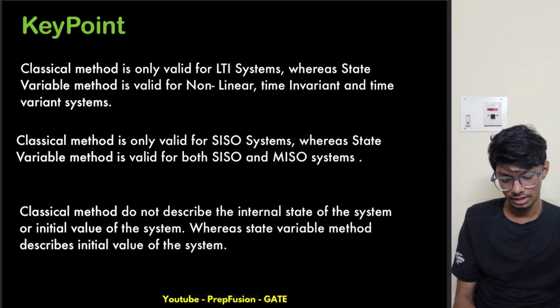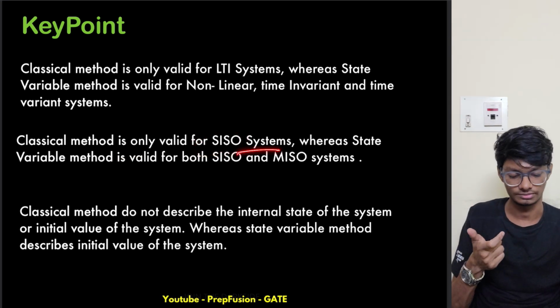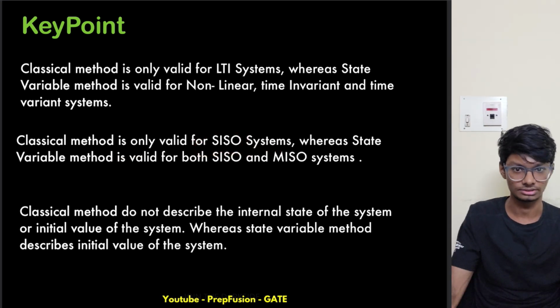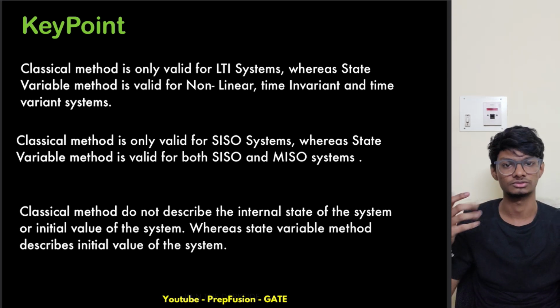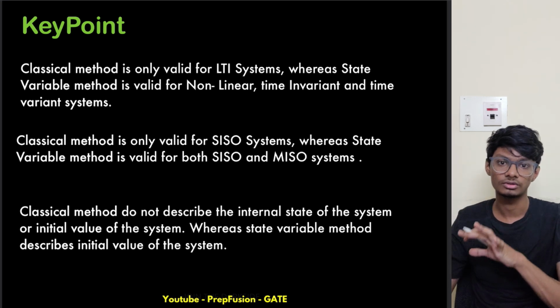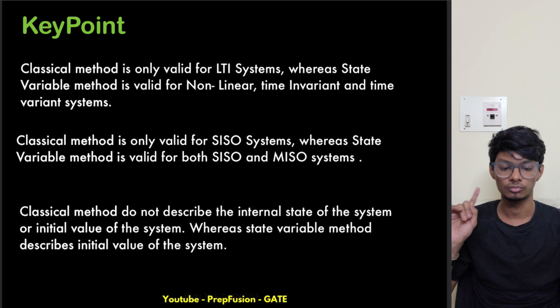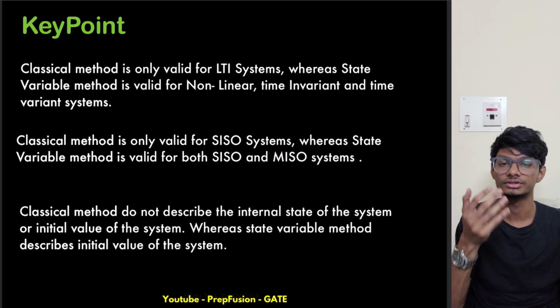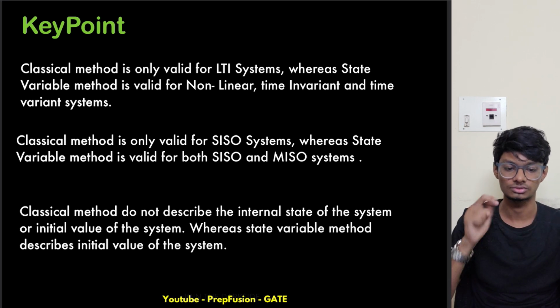Also, the classical method is only valid for single input single output systems. What do I mean by that? It has only a single input and we take only a single output, like we have done in a few examples. The classical method is only valid for that, whereas the state variable method is valid for both SISO and MISO. MISO is multiple input single output. We'll do a few examples on MISO.